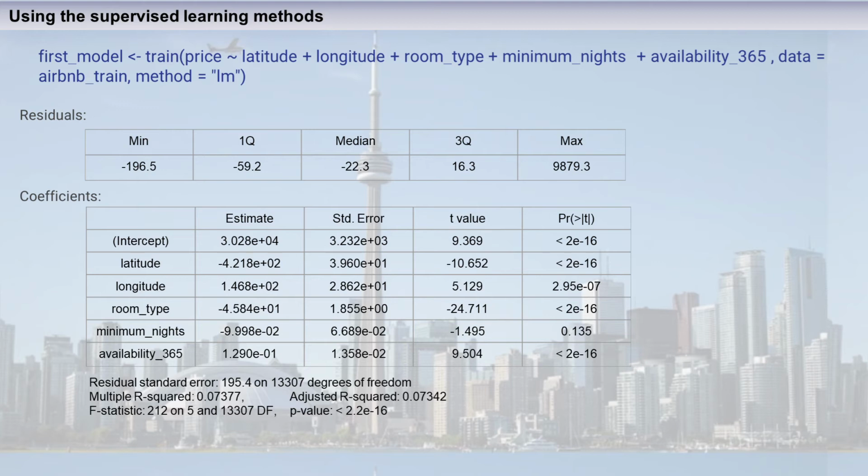This is the first model performance number. We can see that the median is negative 22.3. The adjusted R squared is 0.07.